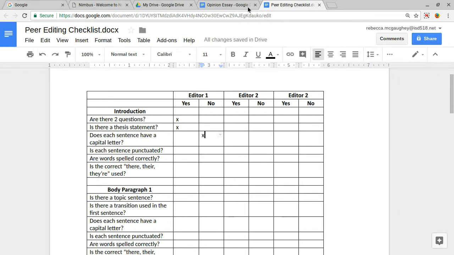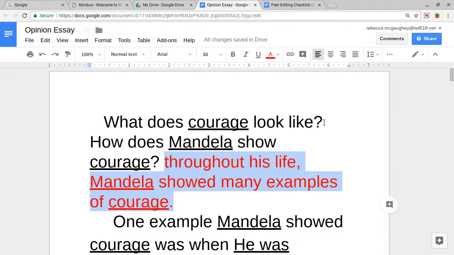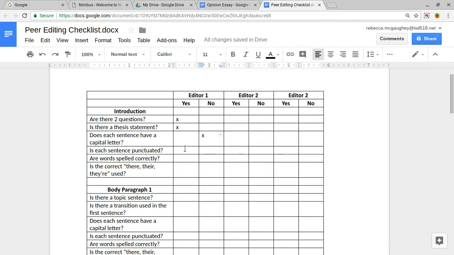Is each sentence punctuated? Punctuation at the end of a sentence. If I have 3 sentences, I should have 3 punctuations. I have 2 question marks, and I have 1 period. That's a statement. So I can mark yes.